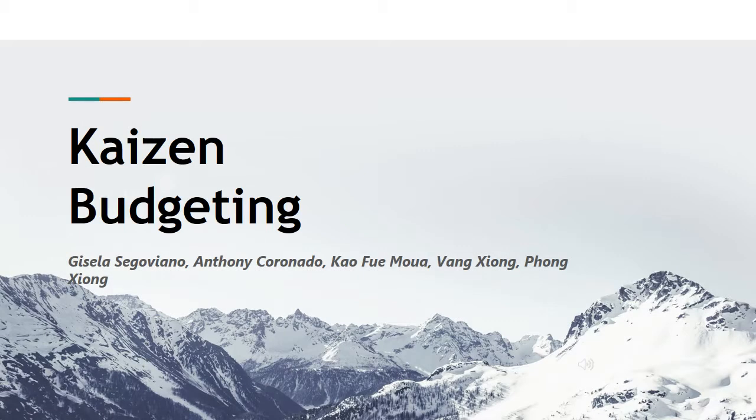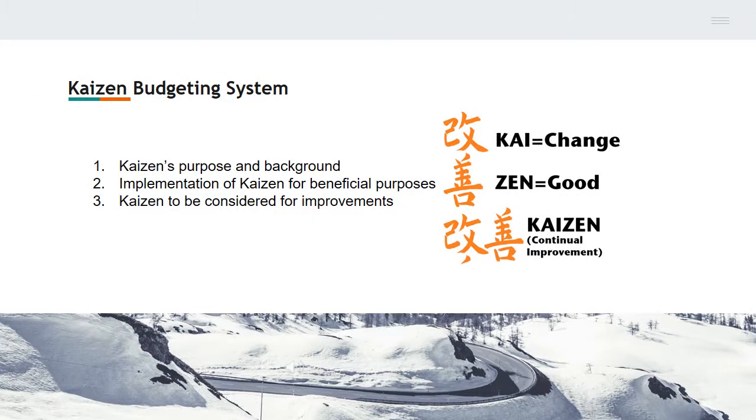As part of Unico's new management system, we are going to apply Kaizen budgeting. Kaizen budgeting system. Kaizen's purpose and background. Implementation of Kaizen for beneficial purposes. Kaizen to be considered for improvements.